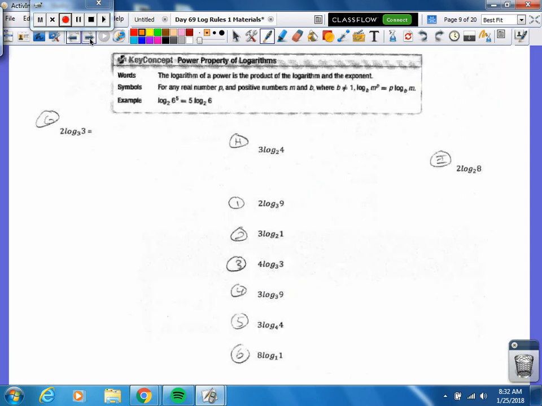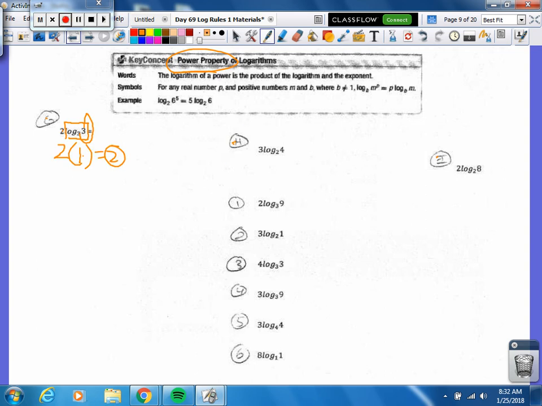Let's do the next one, power property of logarithms, no problem. Okay, G, H, and I right there. So let's do these. First off, I'm doing 2 times this logarithm here, so I'm just going to solve this logarithm first. 3 to what power is 3? That would be 1. And so I have the 2 outside. 2 times 1 is 2. So the answer to this one would be 2.